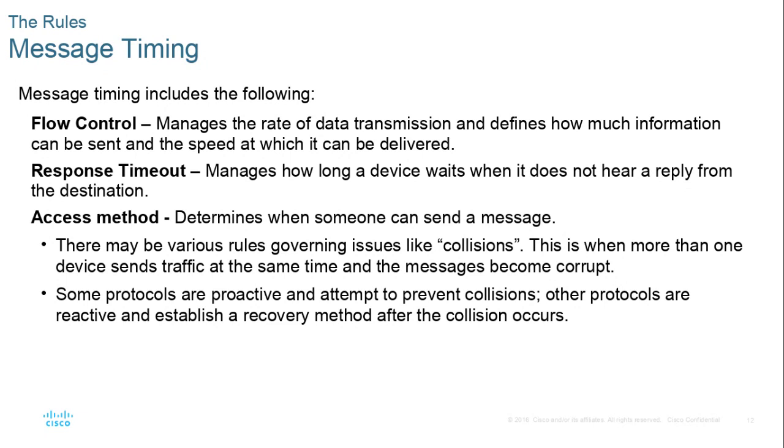Now, this third thing, access method. When can you send a message? We'll look at this more in the data link chapters. But for example, Ethernet has a method of he can send whenever he feels like it. He's just supposed to listen first. So I call this the Three Stooges poking each other's eyes out protocol. Just poke a message whenever you feel like it. But you might poke somebody's eye out if you didn't listen first.